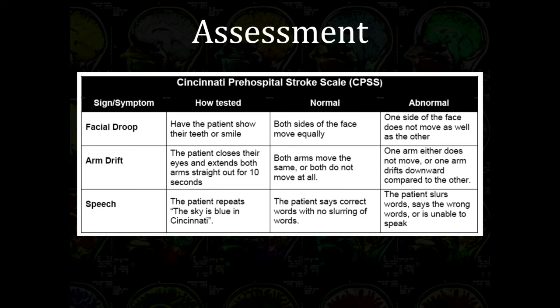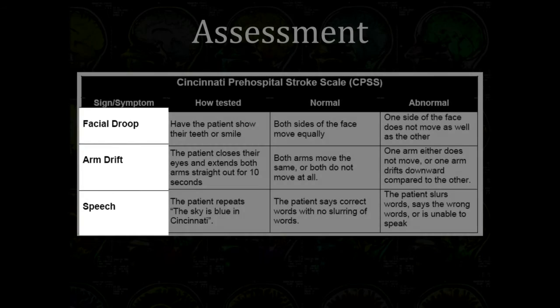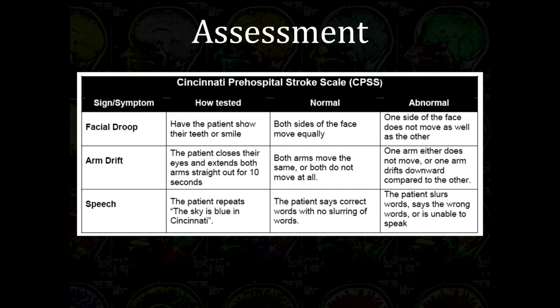Really, from a pre-hospital standpoint, it's about early recognition. It's about getting a patient from point A to point B in a stabilized manner and getting them to definitive care. And so it's about quick early recognition. And that's what the Cincinnati Pre-Hospital Stroke Scale really, in my mind, does. You're looking at three areas: facial droop, arm drift, and speech. Either it's normal or abnormal. Very, very easy to identify an abnormal finding.